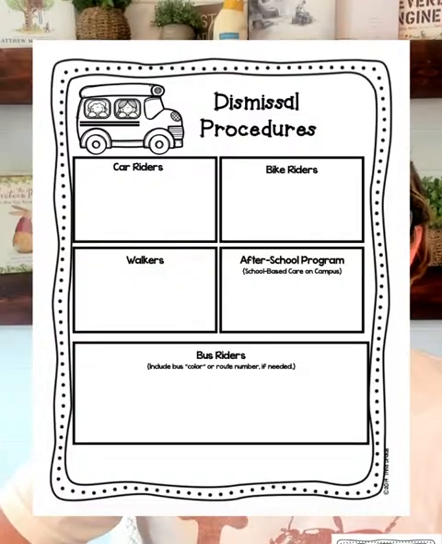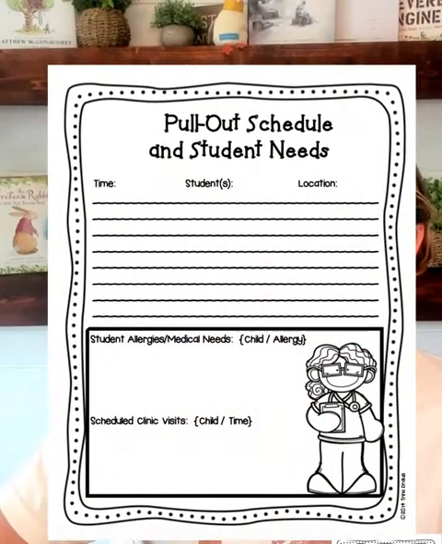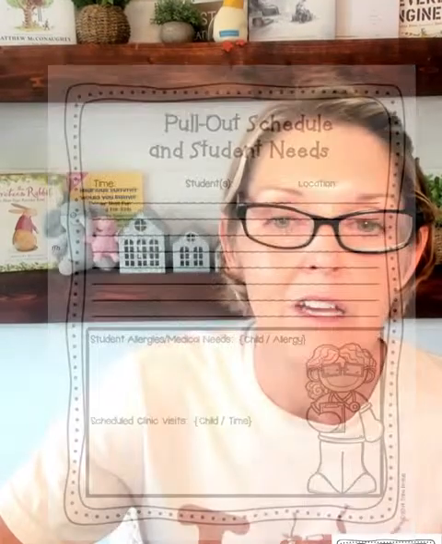How do kids get home? Fill it out one time, make copies. Another thing you want to include is any pullouts that need to be done and the needs of the students. You want to have all that ready to go, make a copy once, and that's all you have.